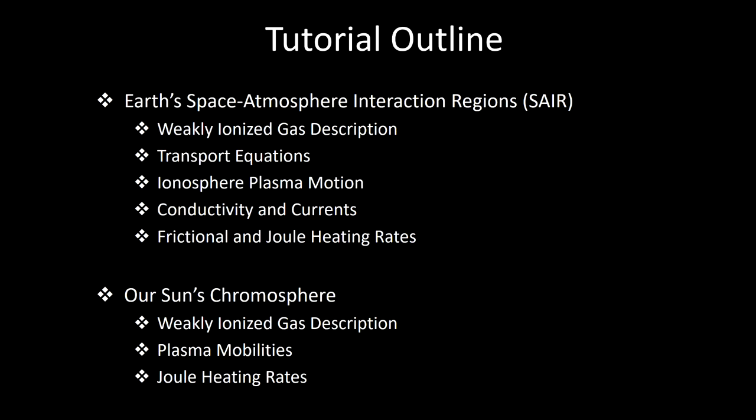So I'll go over a few topics regarding our own space-atmosphere interaction region, what we called in the CEDAR document the SAIR. That region is a weakly ionized gas. I'll talk about the transport equations that are appropriate for the region, ionospheric plasma motion, leading to conductivities, currents, and I'll talk a little bit more about frictional heating and heating rates. And then I'll talk about a study that we did with colleagues during an LWS work program about the chromosphere and how it related to our Earth's ionosphere.